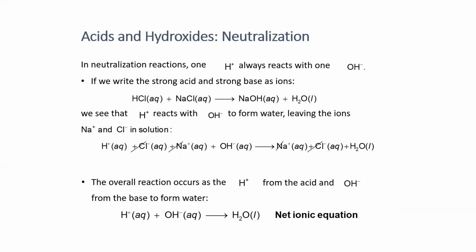So in an acid-base neutralization reaction, one H+ is going to react with one OH-. So if we write the strong acid and the strong base as ions, we separate the H+ from the Cl-, and we separate the Na+ from the hydroxide. This should say sodium hydroxide, and this is an error from your book. It should be HCl, aqueous, plus aqueous sodium hydroxide forms water and aqueous sodium chloride.